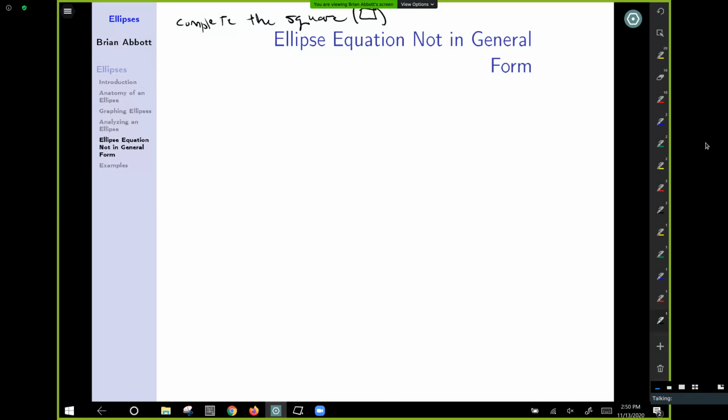That's actually the tool we need, and actually the method as well. So if you're given an equation not in general form, our method is going to be complete the square. And then, because the equation of the ellipse has to be equal to 1, we're going to set whatever we get equal to 1 just using regular old algebra. Okay, so we're going to review completing the square in the middle of an example.